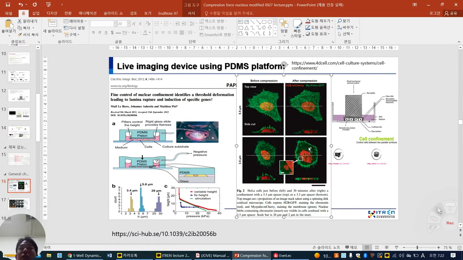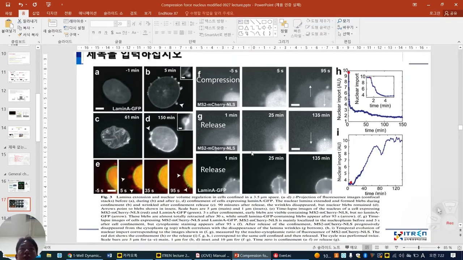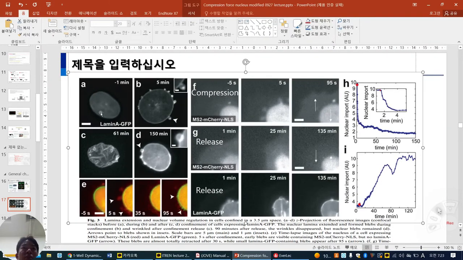So we can say that while compressing, cells are physically compressed. The cell membrane is compressed along the Z-axis, and the nucleus is also compressed. Okay. Now, while they're compressing, let's see. They're checking lamin A. So minus 1 minute without compression, 5 minutes after compression. As you can see, the lamin A level is somehow positioned more at the edge. And then they start to show this blebbing. After 1 hour, the lamin appears more like this. And then 2 or 3 hours later, they also show like this.